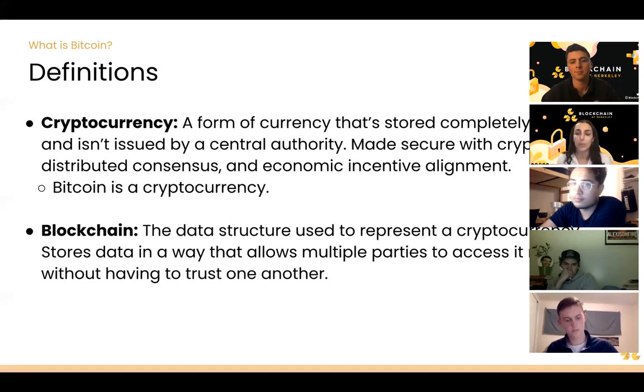And so stepping aside from cryptocurrency for a second, what is a blockchain? A blockchain is a data structure that is used to represent a cryptocurrency. And so if you're not a CS person like me, you can think about data structures as databases. And so a blockchain is kind of a complicated database, but at its core, it's a place where you store data.